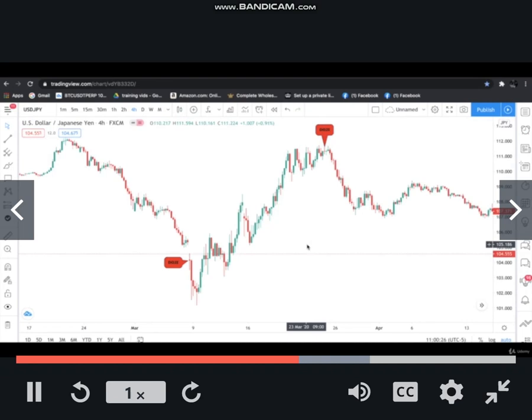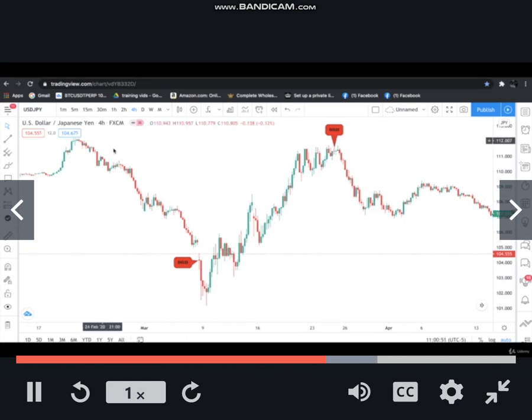Let's dive in. This is the US dollar and Japanese yen 4-hour chart. We'll be identifying some doji candlesticks over here. I've already marked the dojis for you. Previously, what did I explain? I explained to always look for trending markets. The market was in a clear downtrend over here.